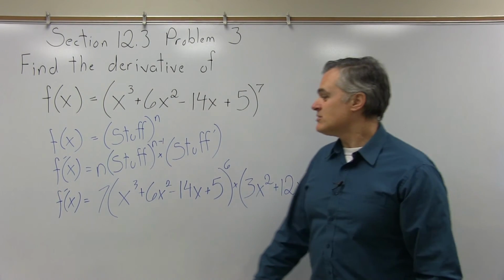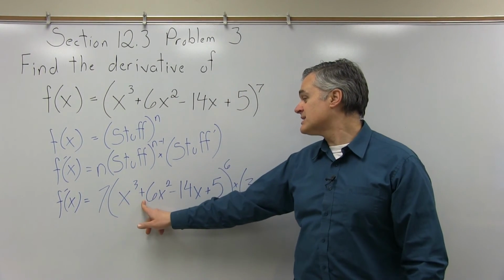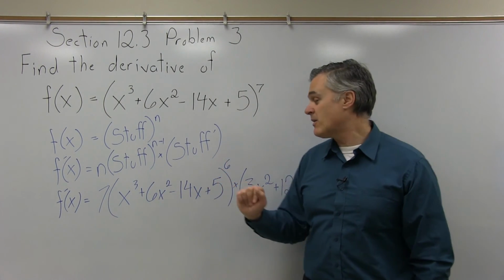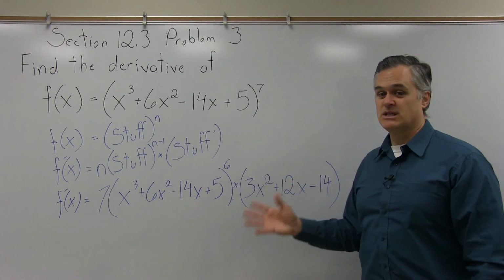And now my final answer is f prime of x equals 7 times, in parentheses, x to the third plus 6x squared minus 14x plus 5, close the parentheses, to the 6th power, times, then more parentheses, 3x squared plus 12x minus 14, close the parentheses.